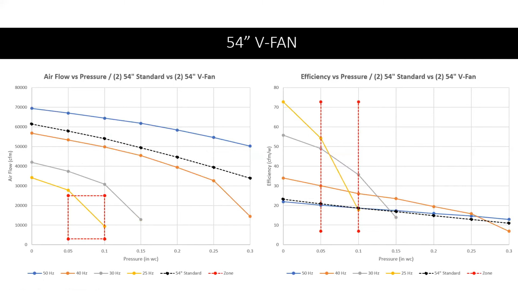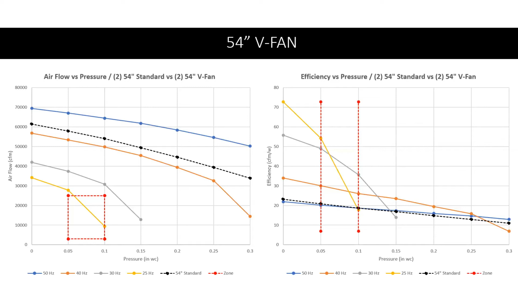We have the same frequency lines for the variable speed portion, and we have the same dashed line, which is a standard 54 line for two of them. And you can see the same trend with that blue line that's well above the dashed black at the top end. And if you go over to the right-hand side and follow the blue and the dashed black, you can see that there's not much of a difference in the efficiency in CFM per watt, even though with the VFans, you're outputting a lot more CFM for every fan.